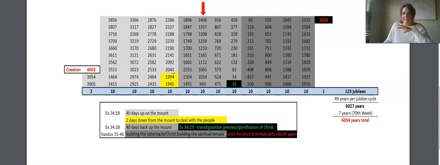Now, just as a side note, 40. Think to yourselves, what is the number 40 related to in the Bible? Periods of trial or testing. Did Israel pass their period of trial or testing while Moses was away convening with God? No, they did not. And what happened as a result of that?